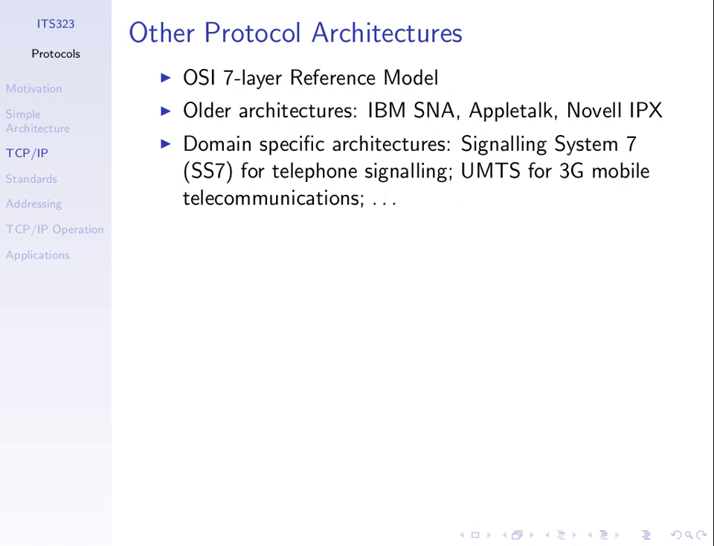There were older architectures. IBM had one. Apple had their own architecture. Rather than using TCP/IP in Apple's network, they had their own set of protocols. Novell had theirs. Again, these are no longer in widespread use. Mostly they have been replaced by TCP/IP.